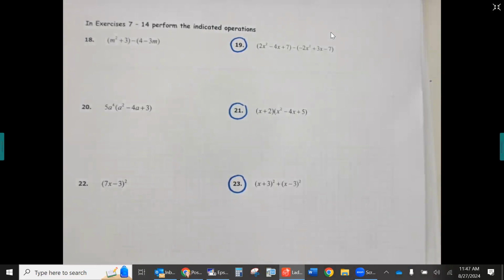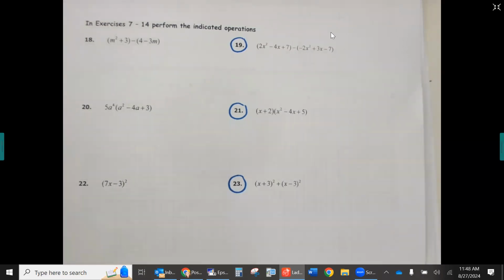Okay, try 19, 21, and 23. Just do the right column. Okay, and then if you finish those, go ahead and just keep working. But your homework is not online, it's just that paper.